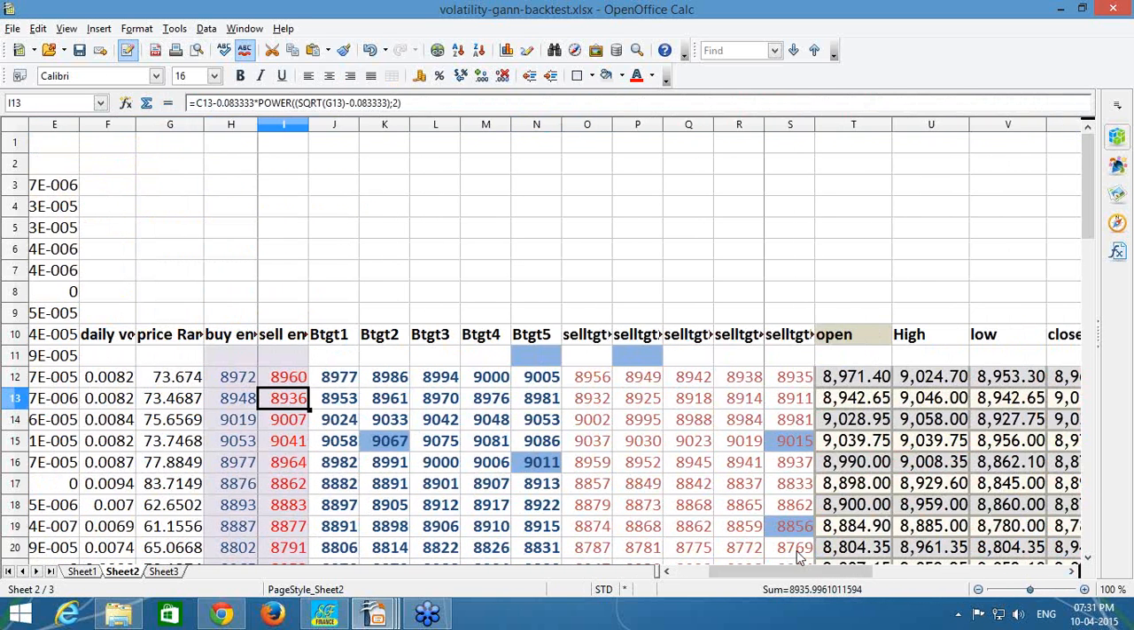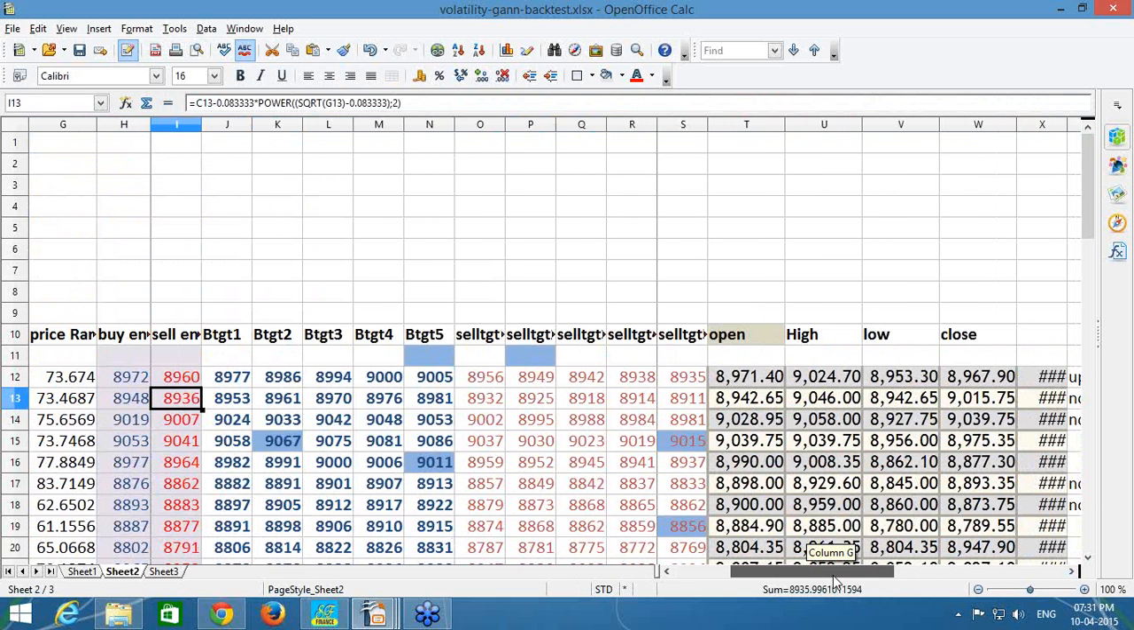So where it has opened, I am at 42.65, 43. It has gone to a day's high of 9046, the day's low was 8942.65, and it has closed at 9015. So definitely once it opened at 42.65, it could have given you 48. Imagine this 48 is also difficult for you to catch.